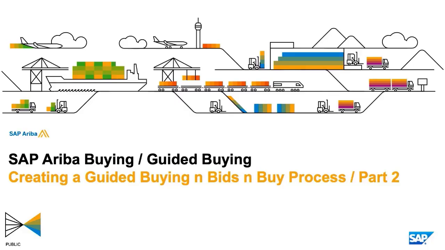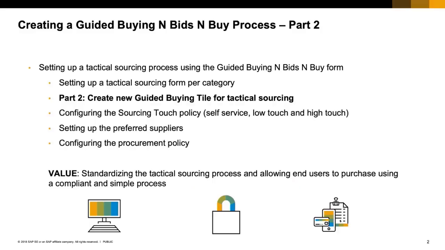Hello everyone, and this is part two of creating a guided buying and bids in a buy process for your tactical sourcing. So in part one, we discussed how to set up a tactical sourcing form for your different categories. In this part, we'll go through how to create a new guided buying tile for your tactical sourcing and linking it back to the specific sourcing forms that we created in part one.